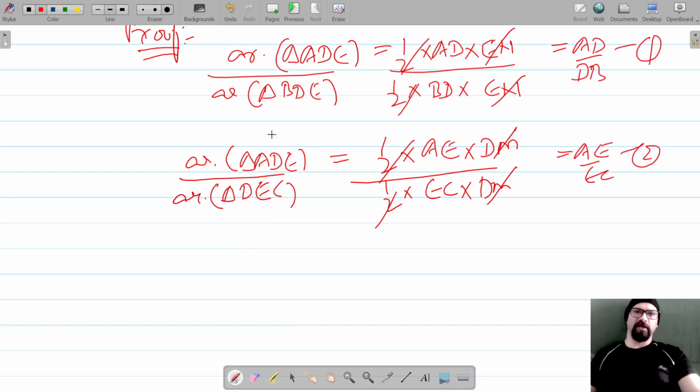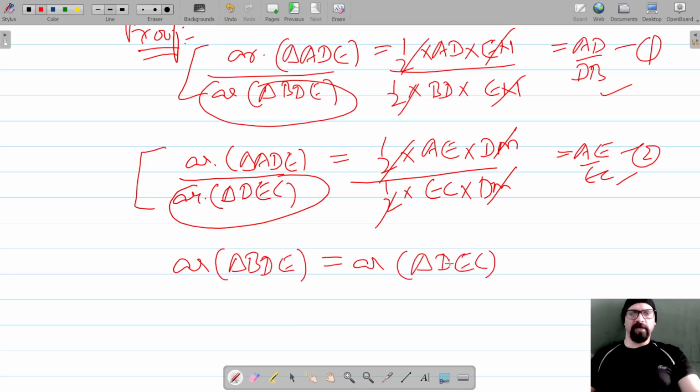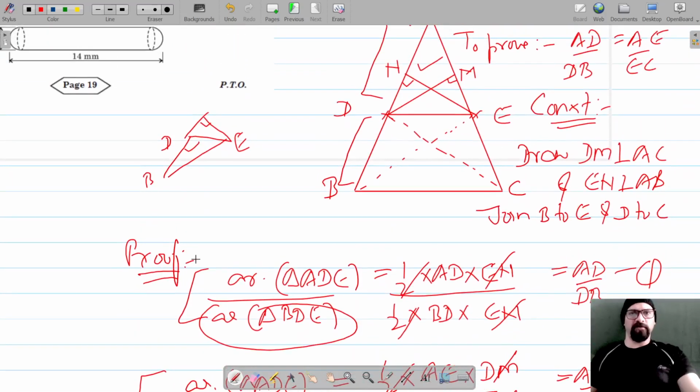This is 2. Okay, so we have almost got the result. If we can prove that these two sides are equal, then we have almost got our result. But these two sides are not equal, and the difference is these two triangles. Now, these two triangles' areas are equal because these two triangles are on the same base and between the same parallels, and we know that triangles on the same base and between the same parallels are equal in area.